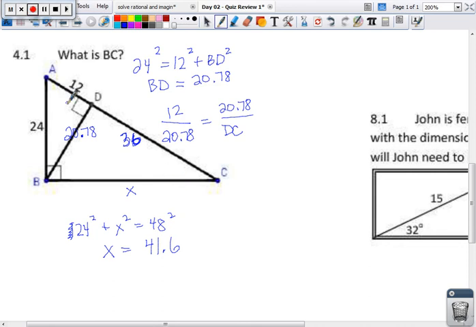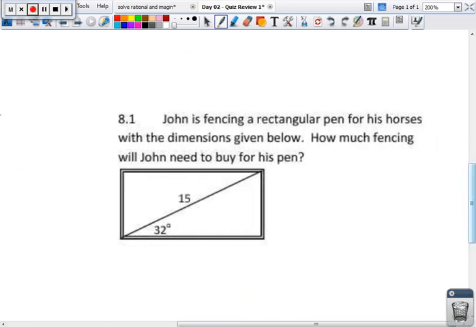So we use Pythagoras to find the altitude, the altitude proportion to find the segments here, and then I use Pythagoras with the entire large triangle to figure out what this side is, BC. We could have also used Pythagoras with our smaller triangle. We could have also used a non-altitude proportion with the hypotenuse and the leg and 36. Lots of ways to do that. So let's go back up to the top.